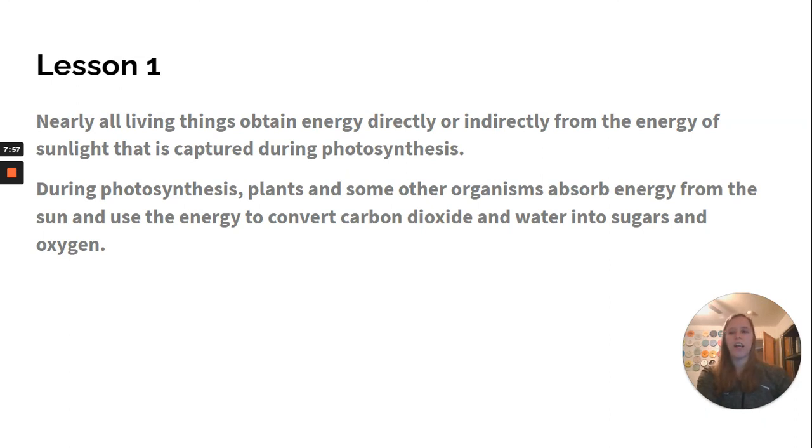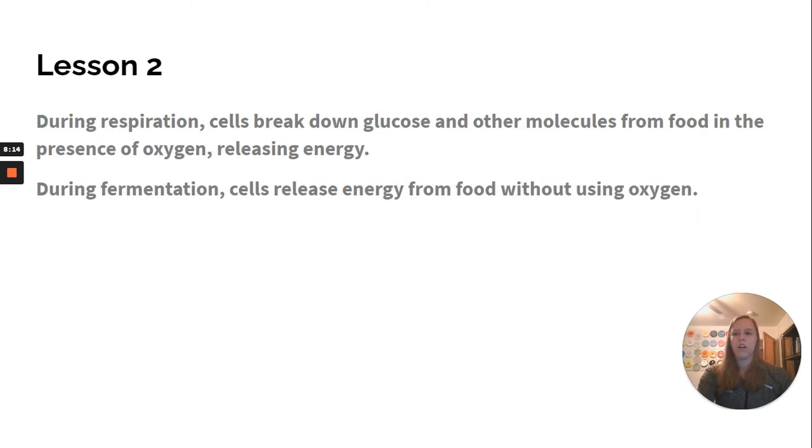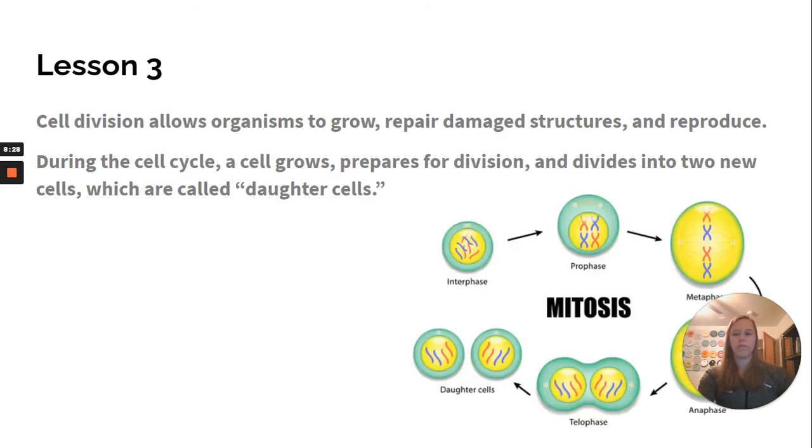Lesson 1 of chapter 9: nearly all living things obtain energy directly or indirectly from the energy of sunlight that is captured during photosynthesis. During photosynthesis, plants and some other organisms absorb energy from the sun and use the energy to convert carbon dioxide and water into sugars and oxygen. Lesson 2: during respiration, cells break down glucose and other molecules from food in the presence of oxygen, releasing energy. During fermentation, cells release energy from food without using oxygen.